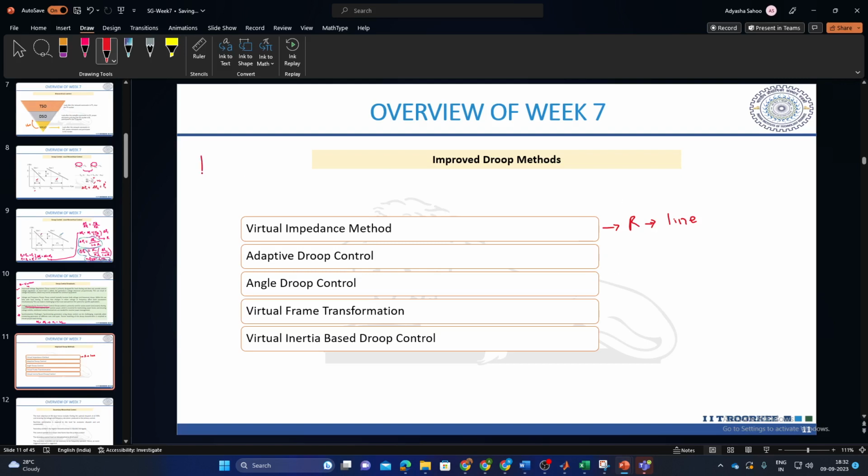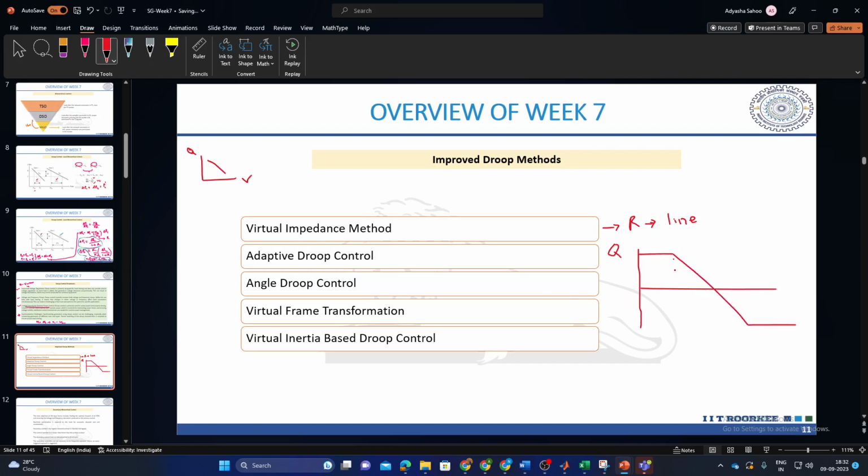Basically, we saw the droop characteristics this way, let's say for QV. So in adaptive droop control, what we do is we change this droop characteristics. I'll give an example of one such droop characteristic that we use for QV. So basically this is your Q. What we do here is we modify this droop characteristics this way.